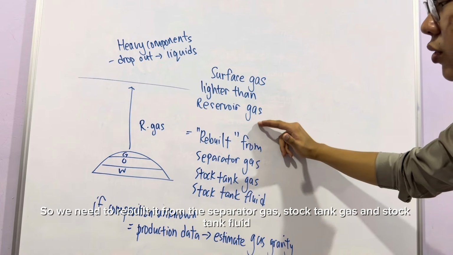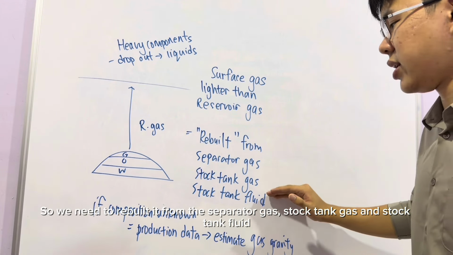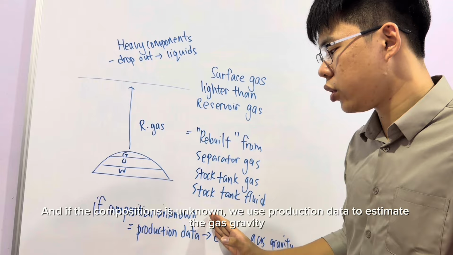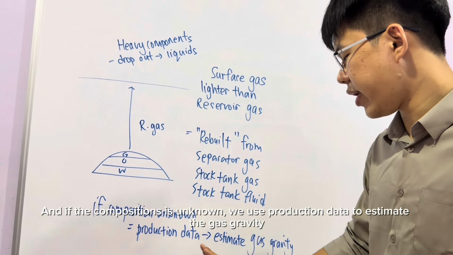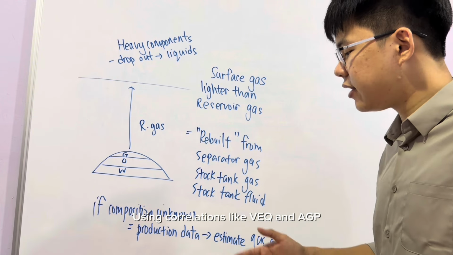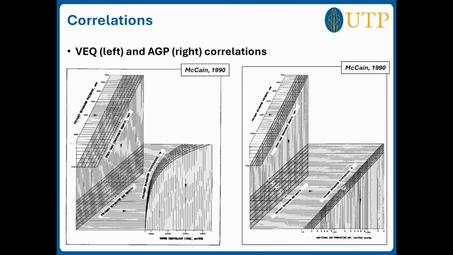So we need to rebuild it from the separator gas, stock tank gas, and stock tank fluid. And if the composition is unknown, we use production data to estimate the gas gravity using correlations like VEQ and AGP. This is an example of the correlations, left VEQ and right AGP.